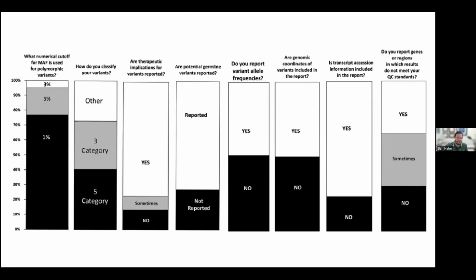So people were reporting down to a minor allele frequency of 3%, some 5%, some 1%. Some used 5 categories of pathogenic, likely pathogenic, VUS, likely benign and benign. Some 3 categories would be pathogenic, VUS, likely benign. Others had just 2 categories of pathogenic and VUS.